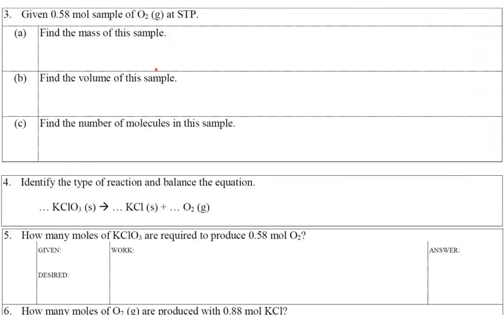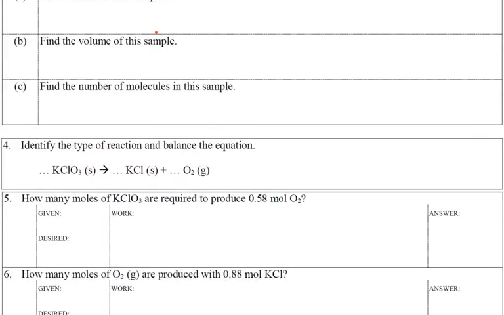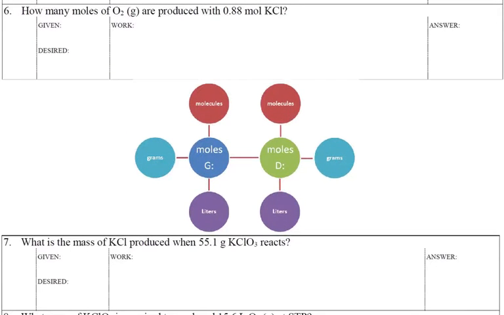Let's go back here. It says, number 3, given 0.58 mole sample of oxygen, find the mass of the sample, find the volume of the sample, and find the number of molecules in this sample. For the mass, I want to go from moles to mass. If you remember way back, we had a chart where if I had moles, I could go from moles to mass, and that would take one conversion factor. I could also go from moles to molecules and moles to liters, and I would use 6.02 times 10 to the 23 or 22.4 liters per mole. So we're still working with those kinds of ideas.